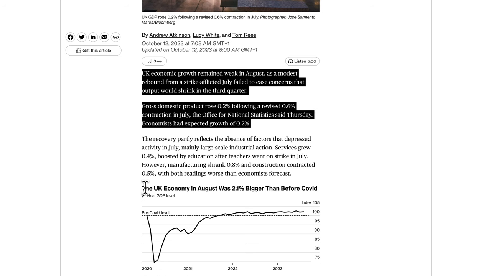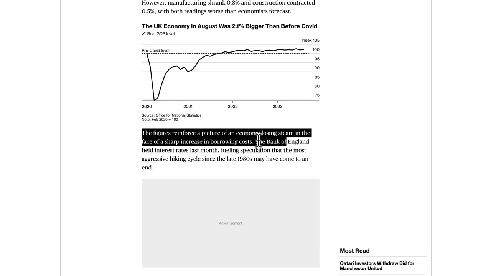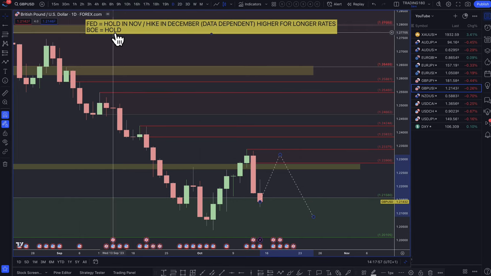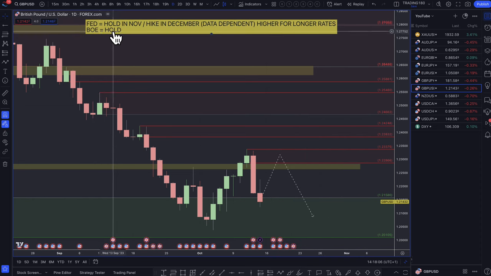And although the UK economy in August was 2.1% bigger than before COVID, it says here that the figures reinforce a picture of an economy losing steam in the face of a sharp increase in borrowing costs. The Bank of England held rates last month, fueling speculation that the most aggressive hiking cycle since the late 1980s may have come to an end. And so they're likely to hold. The Fed could continue to hike depending on inflation. And of course, the Bank of England could also start to hike based on inflation again.